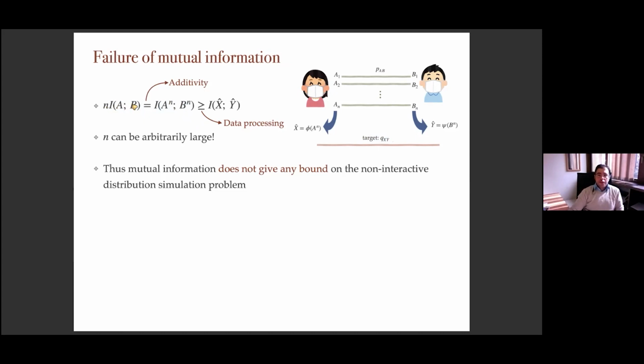As n times the mutual information grows as much as I want, this inequality would be satisfied. My point is that because the mutual information is additive and increases as I increase n, the number of copies of the source, this inequality would be satisfied no matter how much the correlation, the mutual information, and the target. So mutual information, exactly because of this additivity property, does not give me any bound on this non-interactive distribution simulation problem. Okay.